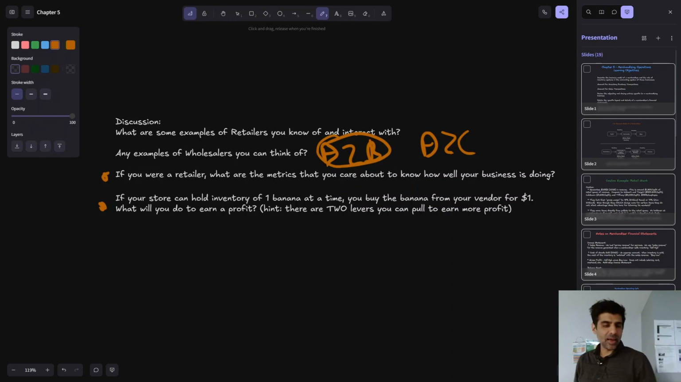Okay, if you're a retailer, what metrics do you care about? What's the important thing? Let's just frame it with this banana. If you're buying your inventory, your banana for $1, what do you care about? What's the most obvious one? Yeah, selling it for more than $1. So that's one of the levers. So your retail price.